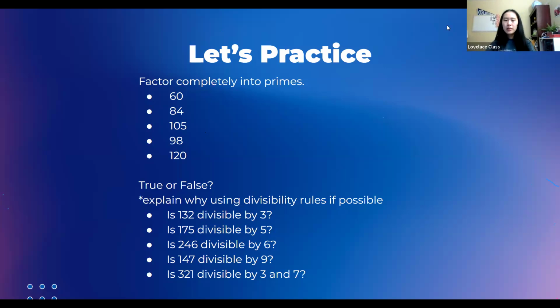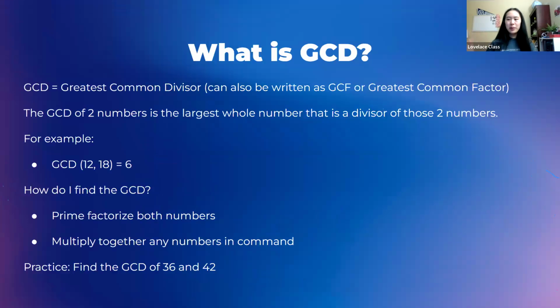Okay, so now we're just gonna move on to GCD and LCM quickly. I'm gonna go through this section a bit quickly. There are some practice problems on these slides that you can practice, and the answers are also on the slide. So I'm gonna quickly skip over the answers. But GCD stands for greatest common divisor. It can also be written as GCF, which is greatest common factor. So both of those are interchangeable.